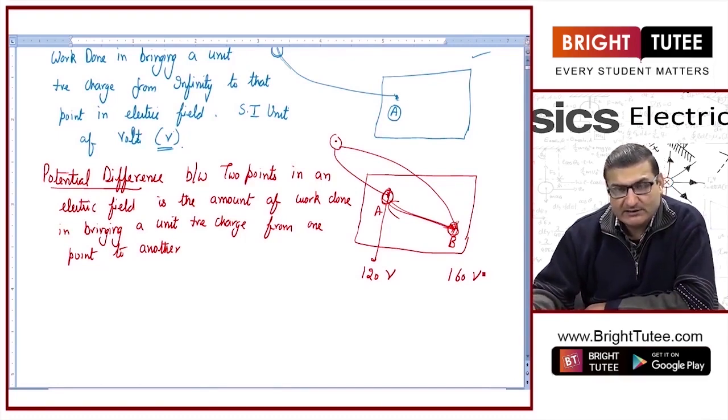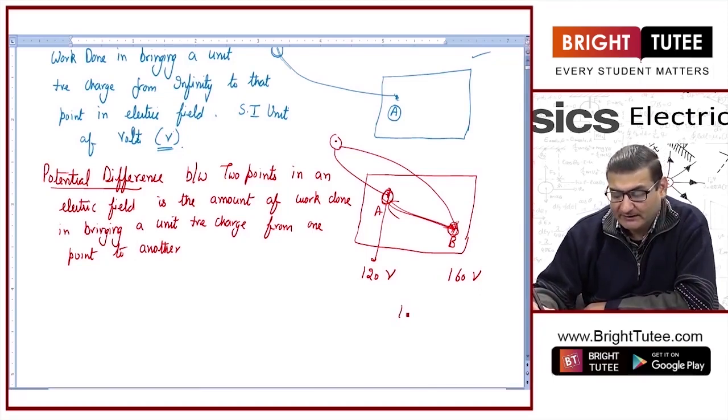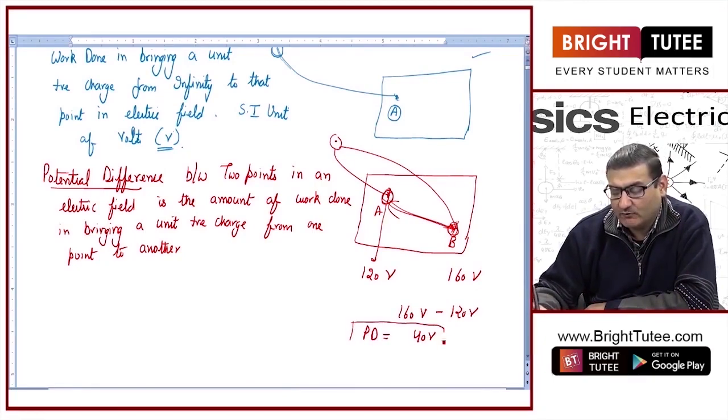So the potential difference will be just the difference between these two. That will be the higher value, 160 volts minus 120 volts. So my potential difference will be 40 volts. Fine. Another way of calculating the potential difference.